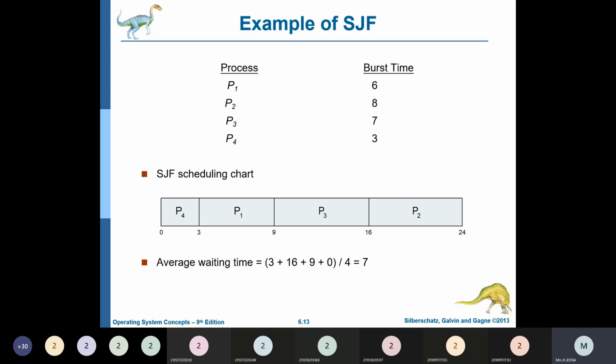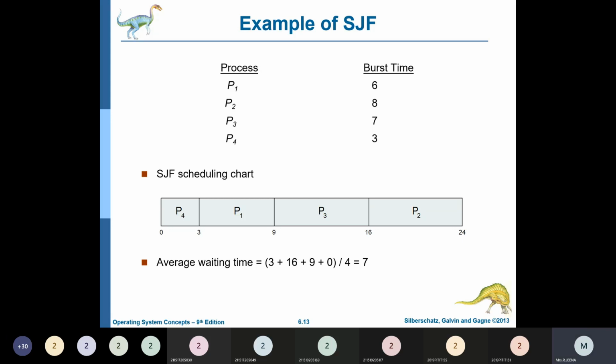So we find the minimum, that is 3, which corresponds to P4. So P4 comes first and takes 3 units, 3 milliseconds. Then find the next minimum. The next minimum is 6, which corresponds to P1. So next P1 comes into the process. Its waiting time will be 3, and it takes about 6. So 3 plus 6, 9. That is all about P1.